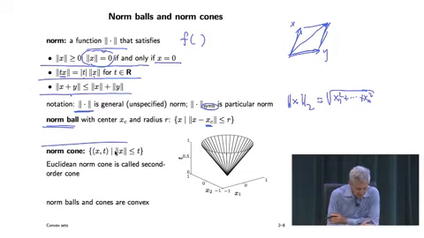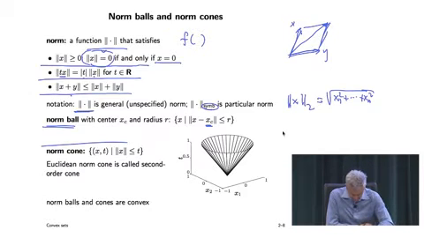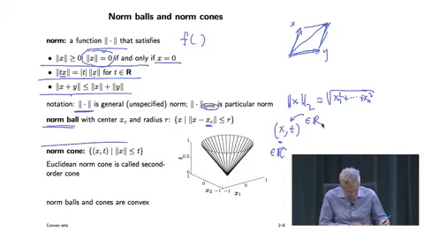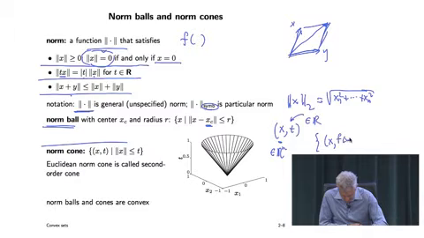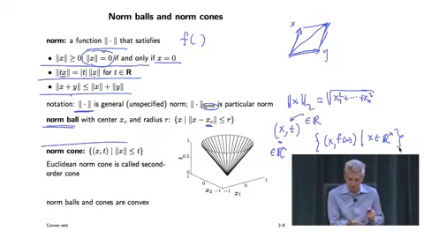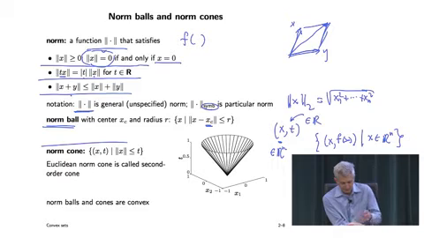The norm cone is a set that sits in the graph space. The graph space of something is the set of all pairs (x, t), where x is in Rn and t is in R. So if you were to plot the graph of a function, that would be the set of all x and f of x, such that x is in Rn. You think of x as being down here, and then the height is what gives you f of x.